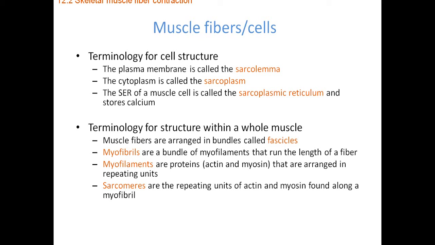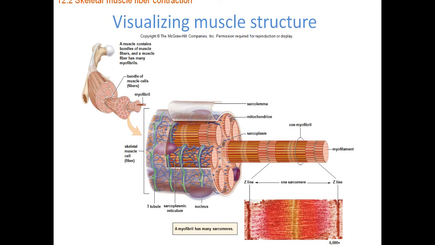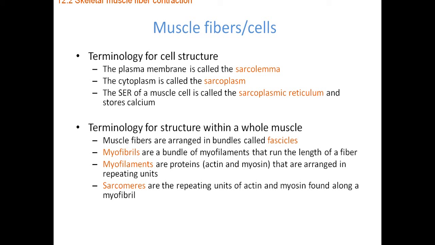Okay, now the endoplasmic reticulum in a muscle cell is called the sarcoplasmic reticulum. Its function is a little bit different. What it does is it does similar things, but it also stores calcium. Okay, now if we talk about the structure of the muscle, I need to show you the next picture. So let me go through these, and then I'll show you where they are in the picture.